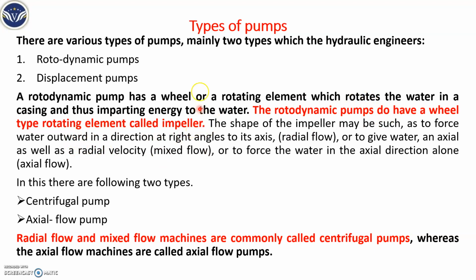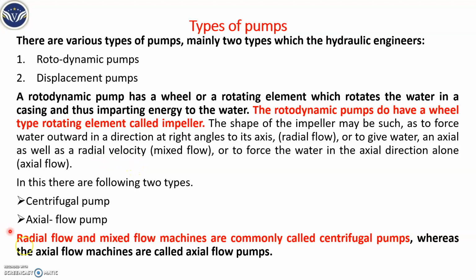Based on the impeller, we have different types of flows: one is radial flow, one is mixed flow, one is axial flow. What is a radial flow? Radial flow is when the water is being forced at a right angle to its axis. That is a radial flow. What is an axial flow?